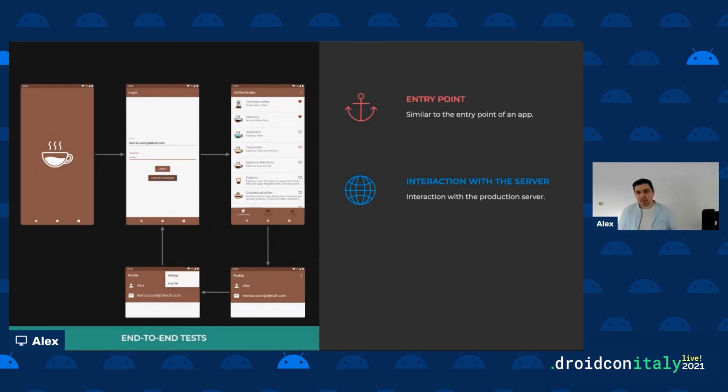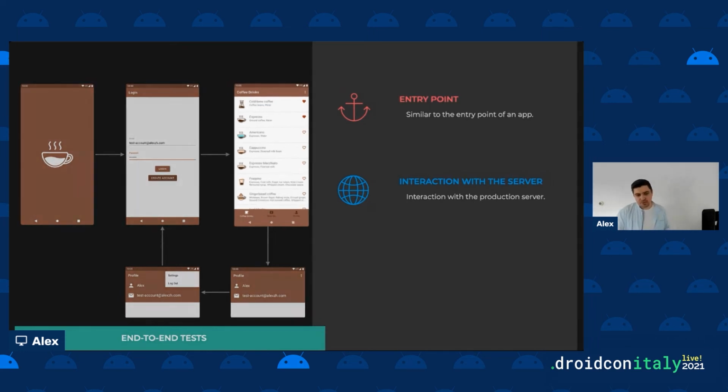end-to-end tests. So first of all, very often the entry point of an end-to-end test is similar to the entry point of the application. It means that we most probably will interact with a server. And of course, we need to clean up some data after execution. However, we can also use a dev server or a mock server if everything is configured.